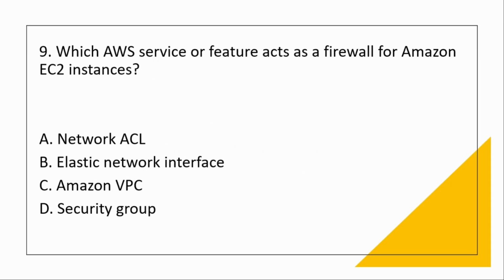Coming to the next question, which AWS service or feature acts as a firewall for Amazon EC2 instances? Okay. So now network ACL. Network ACL acts as a firewall for a subnet. Okay. So what is ENI? ENI is a virtual network card within a VPC through which you can enable network connectivity. Okay. And VPC, you know what a VPC is now, I will not highlight that, please. So security group: yes, a security group acts as a firewall for EC2 instances. It controls the incoming and outgoing traffic.